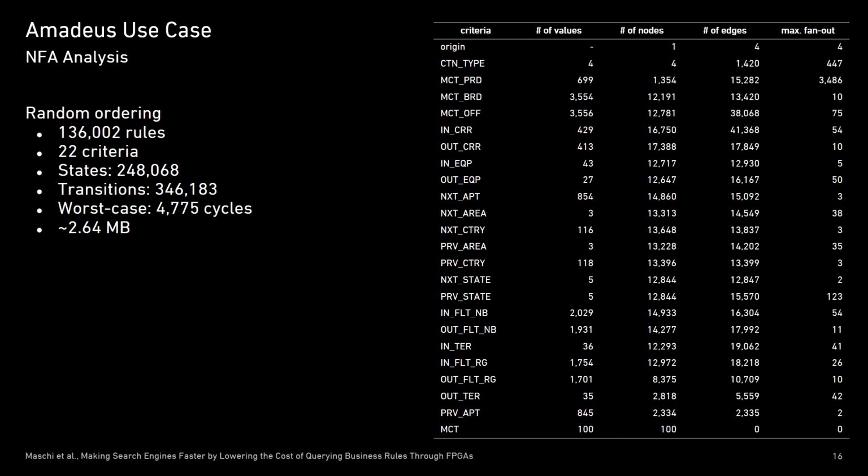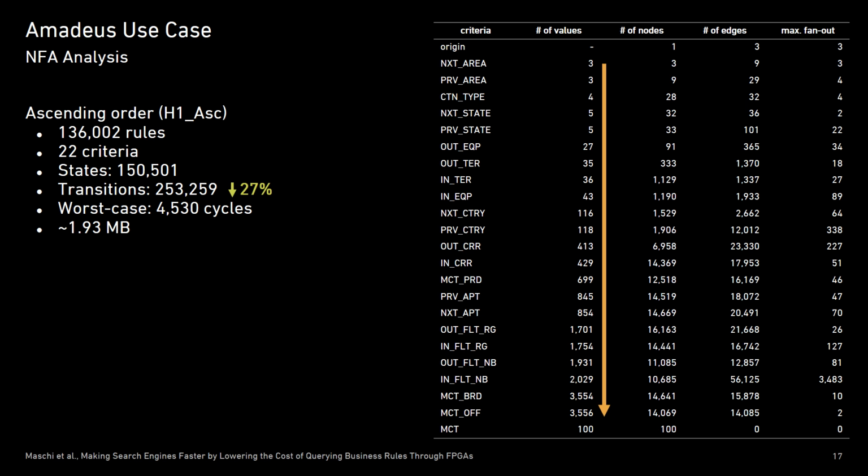If we use a random order, such as this one here, the generated NFA would have more than 340,000 transitions, which are the elements we store. In order to reduce it, we have to foster node sharing. So we decided to sort the criteria based on their cardinality. And with the same rule set, we reduced the number of transitions by 27%.